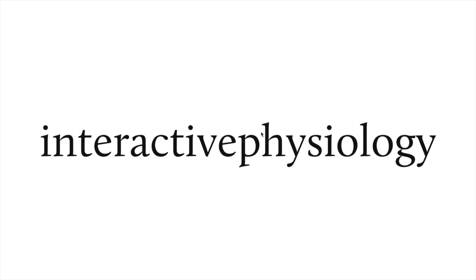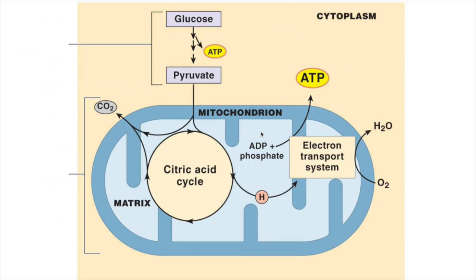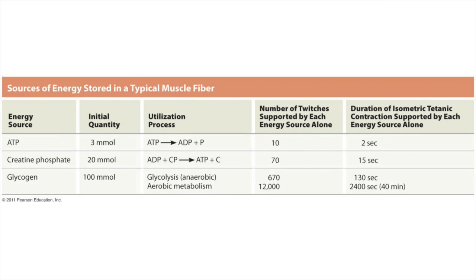Alright, contraction requires energy. And we know our cells use ATP for energy. And it's produced from a couple of different sources. And again, the interactive physiology disc has a great section on this. This figure shows an overview of how ATP is generated. The three sources of energy in a muscle are ATP, creatine phosphate, and glycogen.